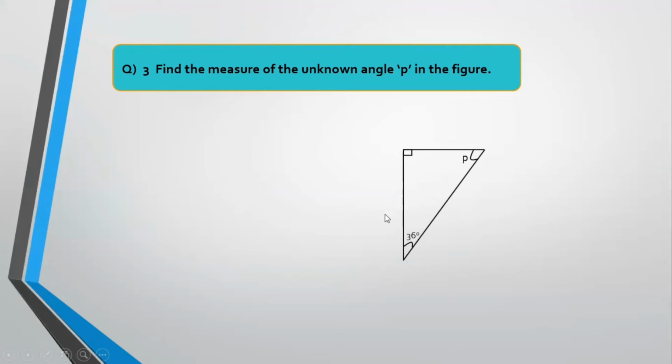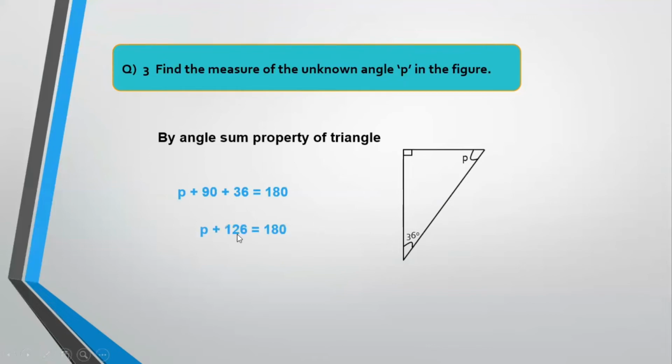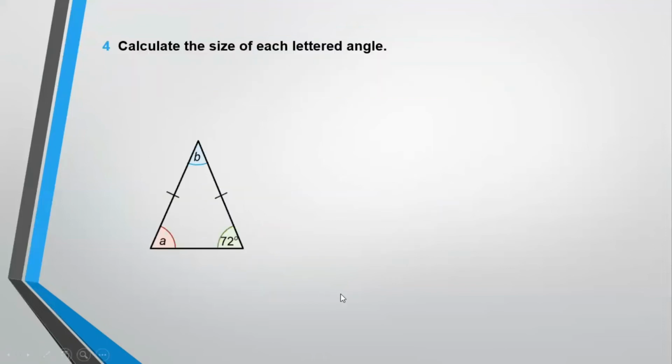Okay, let's check again. We write by angle sum property of a triangle. So we get P plus this is 90 plus 36 is 180. 90 plus 36 is 126. 126 moves there, it becomes 180 minus 126. So that is how P is equal to 54 degrees. How many of you got correct answer? Please pat yourself.